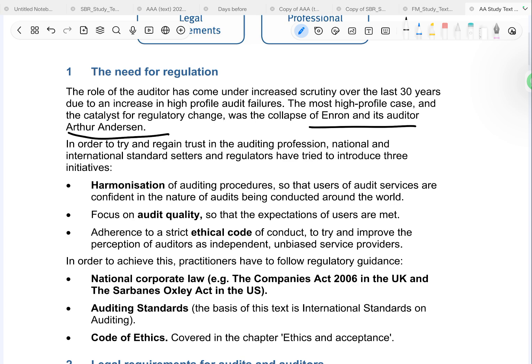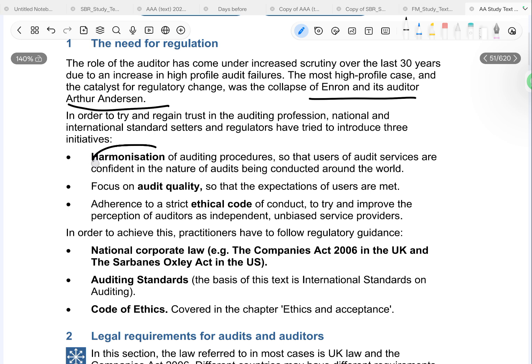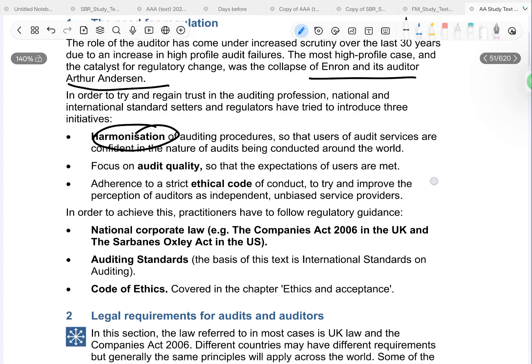So, when Enron collapsed, it seriously damaged public trust in auditors. So, regulators around the world had to step in and strengthen the rules. To rebuild the trust, regulators introduced three major initiatives. First, harmonization of auditing procedures. This basically means audit should follow similar standards across the world so users can trust audit reports no matter where the company is located.